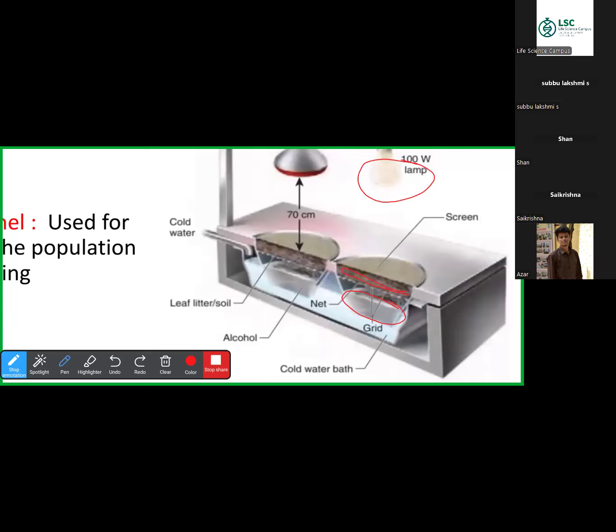Is it clear? Firstly, we have to collect the soil sample. Then switch on the lamp. By the heat of this lamp, the soil-dwelling organisms will move away from the heat and eventually they will fall into the preservative.